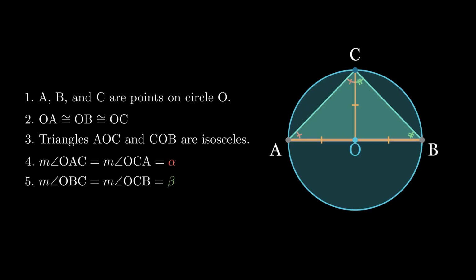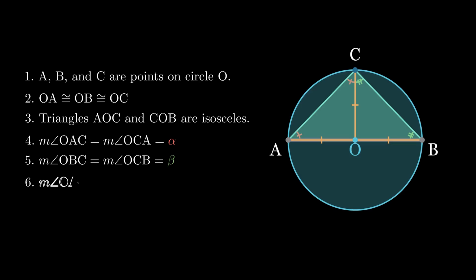Now, let's create some variables, alpha and beta, to refer to these two angle measures in the smaller triangles. Recall that the three angles of our triangle ABC, as with all triangles, have to add up to 180 degrees. If you don't know why this is the case, try looking at what happens if you draw a line through point C parallel to line AB.